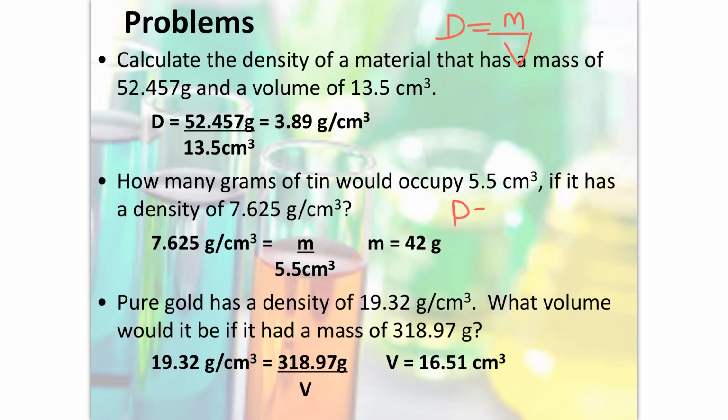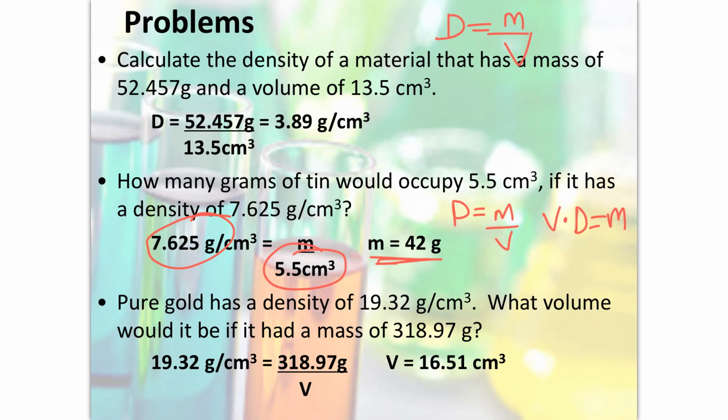So if you remember, D equals M over V. So if I multiply each side by V to get rid of V on the bottom, I get V times D equals mass. And so that's what I'm doing here. I'm going to multiply 5.5 times this number, and it gives me that. Now in the last one, it says what is the volume if I had a mass of this and a density of this. Okay, here's my density again. And what is the volume?